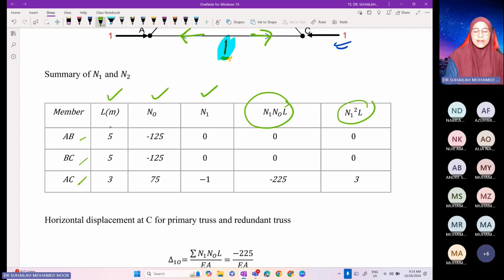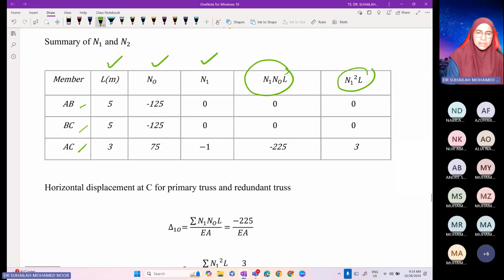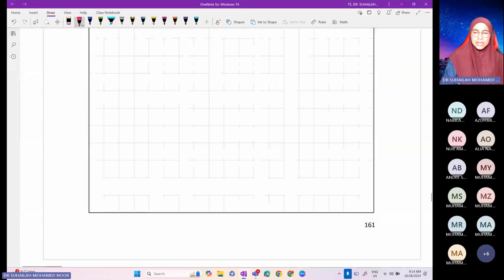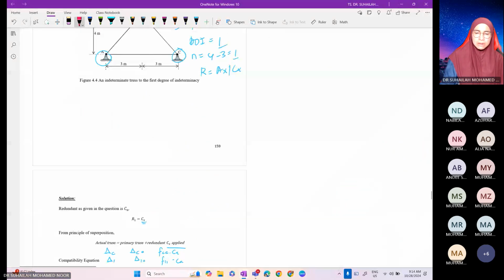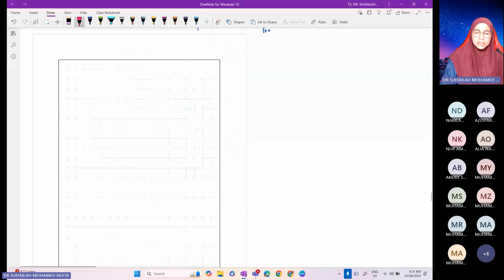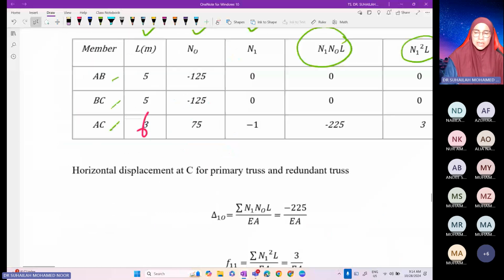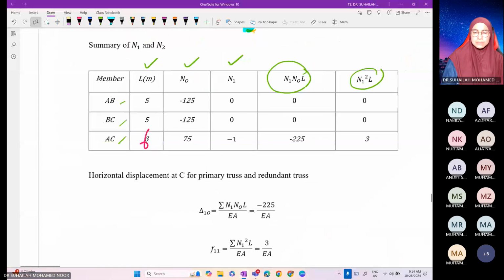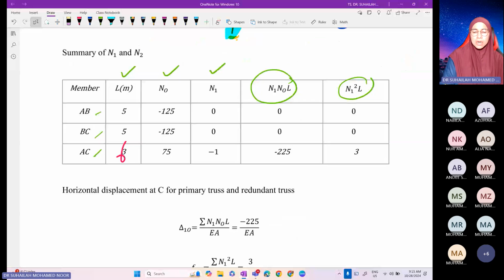So L 5, 5, 3. Dia incline tu 5 meter. Yang AC tadi tu, bukan 3 ni, 6 meter kan. AC tadi 3 meter, 6 meter ni silap ni. Ini 6 meter, sebab dia tadi 3 dengan 3. So AC is 6 meter, bukan 3 meter. Sini ada typo lah. Okay.